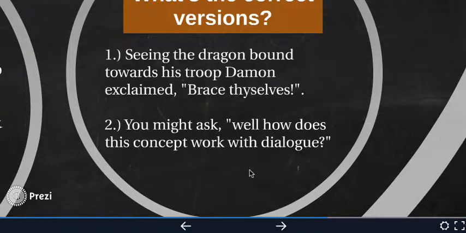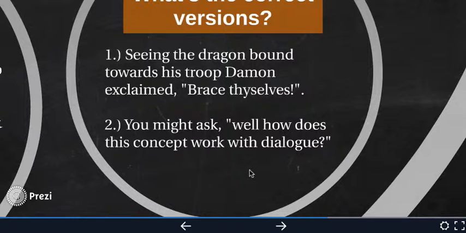Once that's done, we're going to look at the correct versions of these. So, in the first one, "Seeing the dragon bound towards his troop, Damon exclaimed, 'Brace thyself.'" You have the first introductory element, seeing the dragon bound towards his troop, Damon exclaimed. This is not complete by itself. You really do need the dialogue, and this is where the comma after the introductory element comes in. You have the first part that introduces what's going to be said, and then the second part, which is what's actually being said. And this is the same in the second one as well.